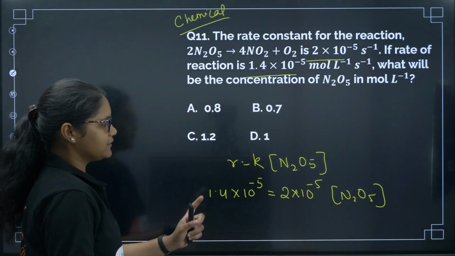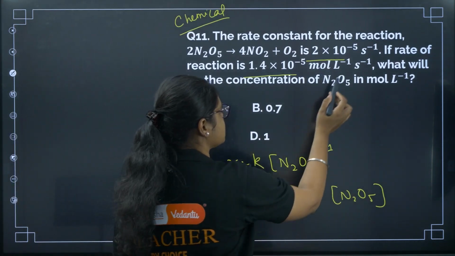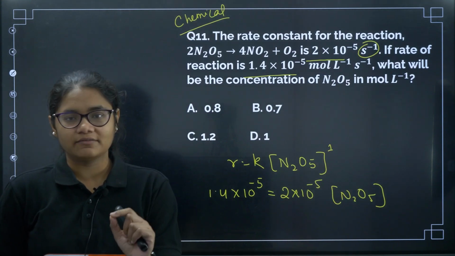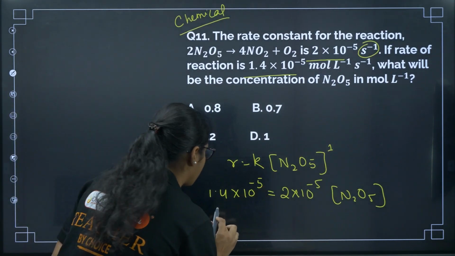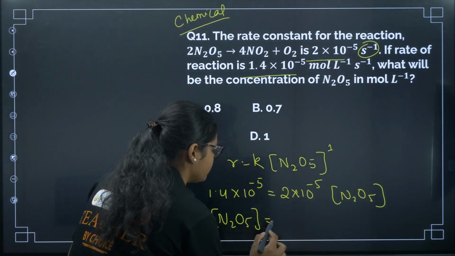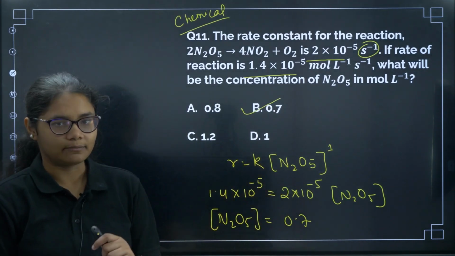Now how can you say that this is a first order reaction? Like how I can take order as 1? Because if you see the rate constant unit is second inverse, right? And we know for K second inverse unit, if it is there, then it is a first order reaction. So now if you can calculate the value of N2O5, so we'll get 1.4 by 2, so that is 0.7. So the correct answer for this question will be option number B.